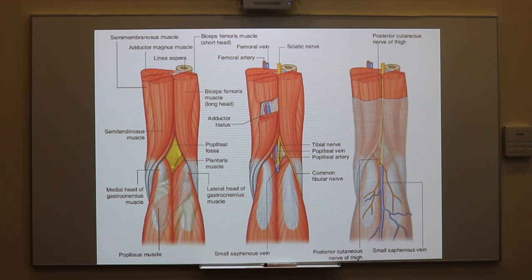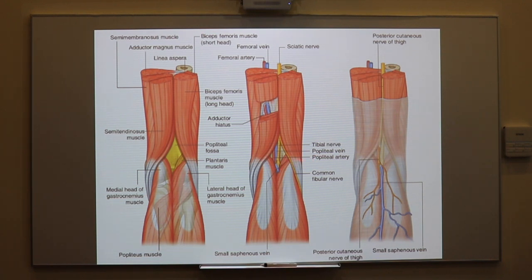The other thing which can happen here is that you can have a cyst in the popliteal fossa, which is called a Baker's cyst. It can happen because of trauma or swelling from the knee joint going there and resulting in the formation of a cyst, which is the Baker's cyst.